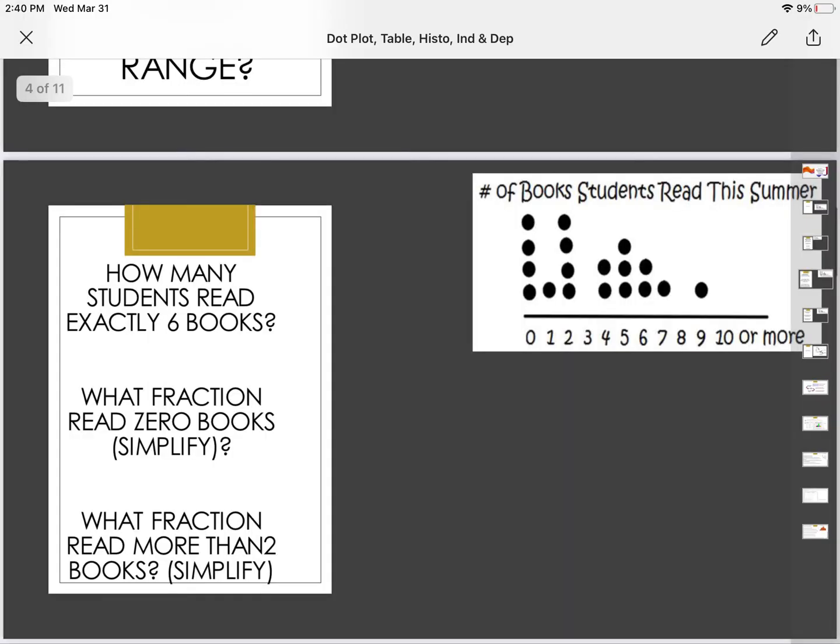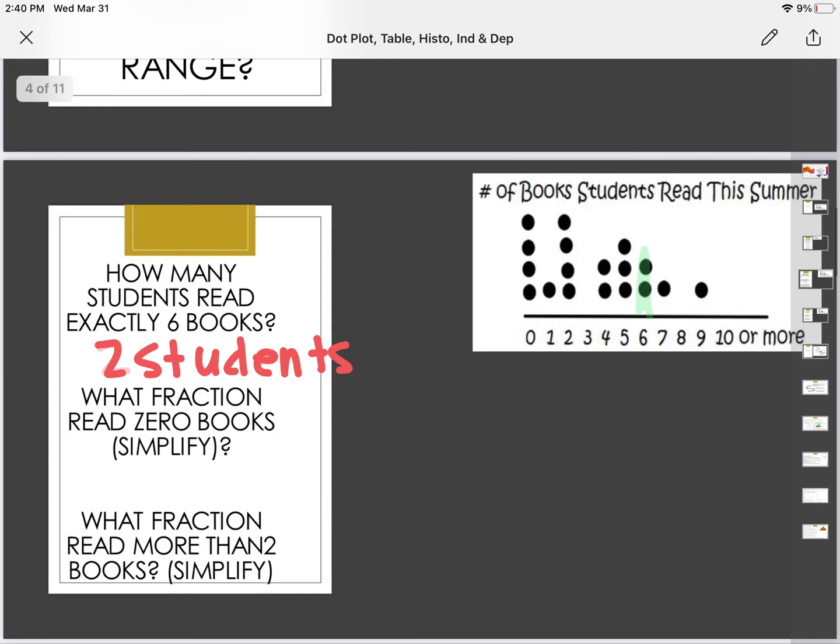Okay, this next slide here is asking a different set of questions. It's still the same table. We're still looking at the number of books students read this summer. It says how many students read exactly 6 books. So if we look here at our graph, 2 students read 6 books, because there are 2 dots on the dot plot.